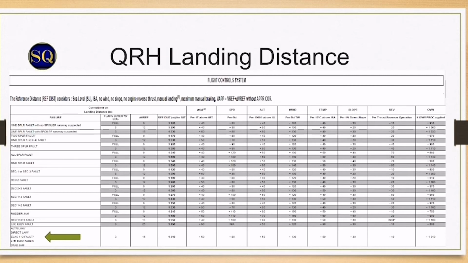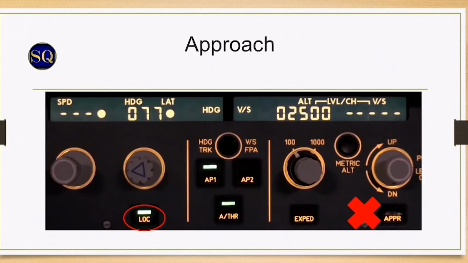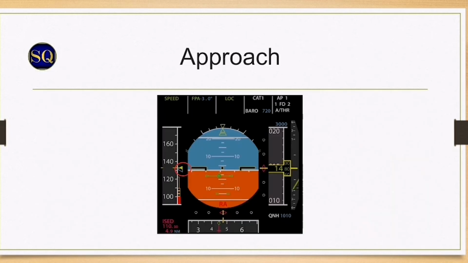Calculate the landing distance from the in-flight performance table in the QRH. Landing distance increases by approximately 20%. Approach: following a dual radio altimeter failure, it is not possible to capture the ILS using the approach push button. Do you know why? Do write your answer in the comments below. It is possible to capture the localizer using the LOC push button.